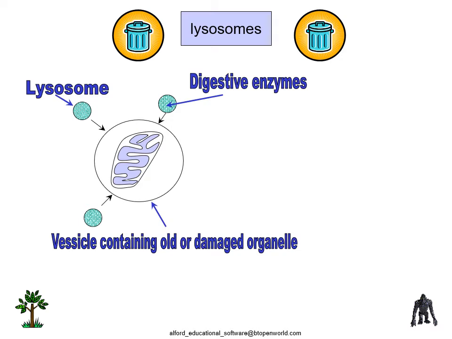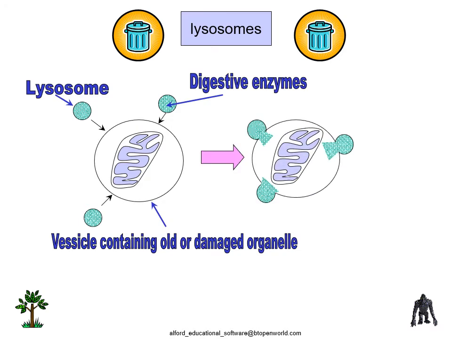And so what it does is it surrounds that old or damaged mitochondria with a vesicle, and then it uses its lysosomes, fuses them with the big vesicle, releasing the enzymes, the lysozymes, into the inside of the vesicle where they hydrolyze that organelle into its biological molecules, which can be recycled to make something else in the cell.